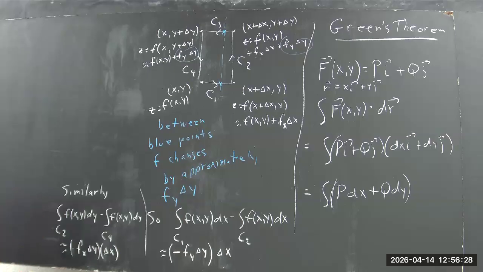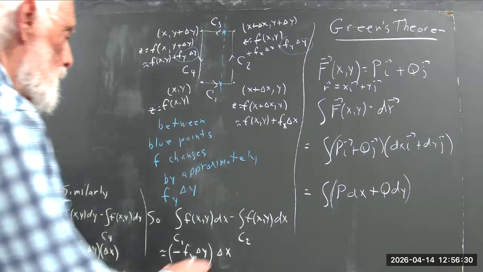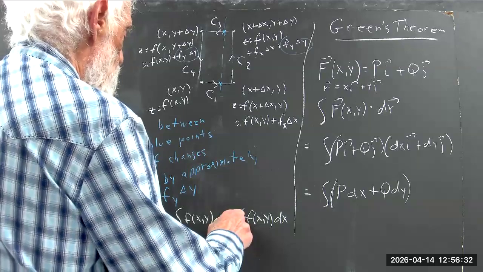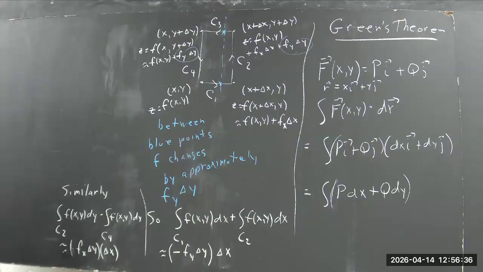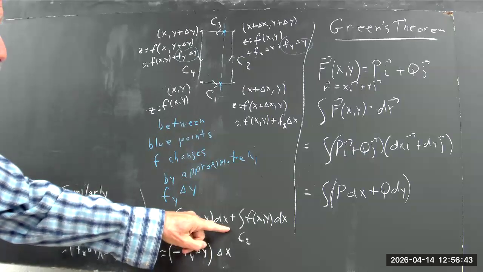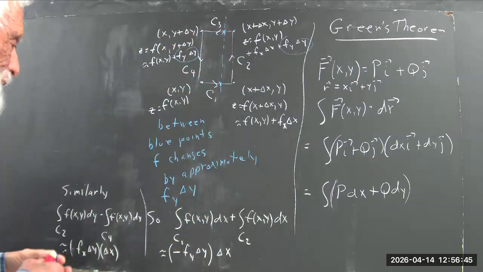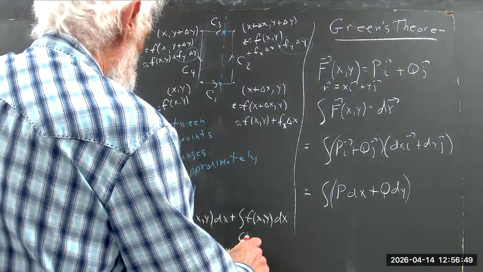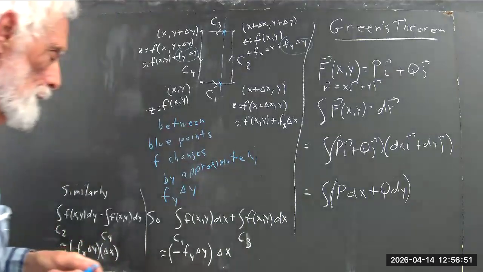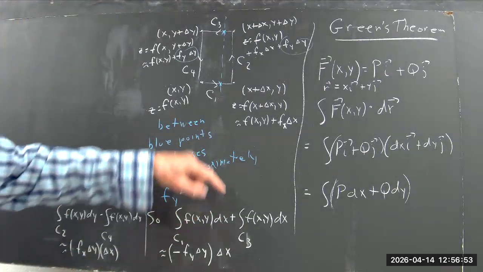Now, there's one thing I wrote that's incorrect here. It's really plus the integral over C2. I put a minus there to emphasize the difference. It's really plus because the integral over, and I wrote C2 when I should have written C3. I hope that didn't confuse anybody, and it might have.